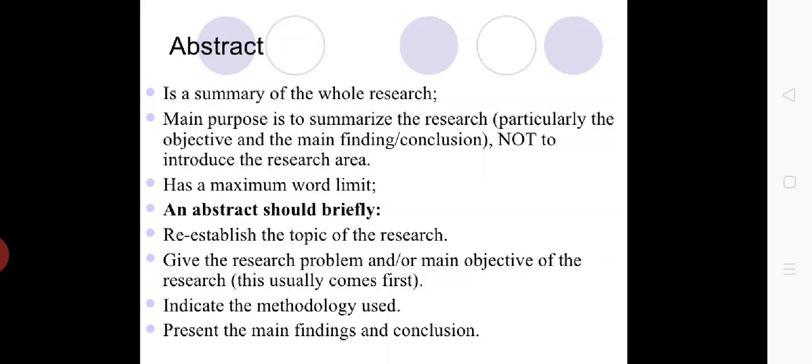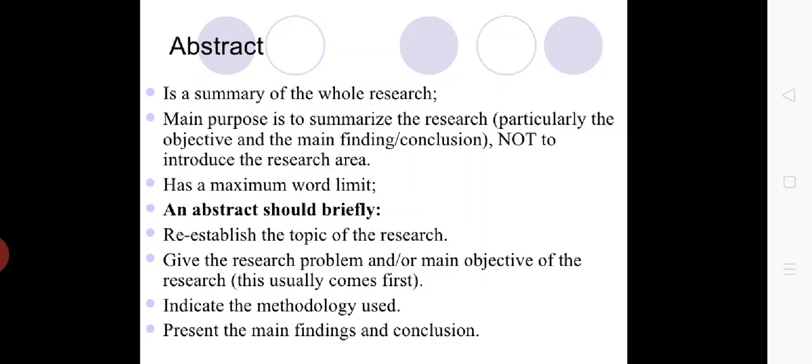What is an abstract? Abstract is a summary of the whole research. The main purpose is to summarize the research, particularly the objectives and the main findings or conclusion, not to introduce the research area. It has a maximum word limit. An abstract should briefly re-establish the topic of the research, give the research problem and or main objectives of the research. This usually comes first. Indicate the methodology used and present the main findings and conclusions.